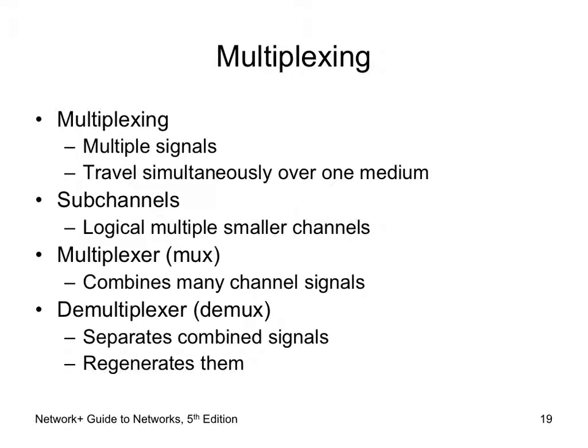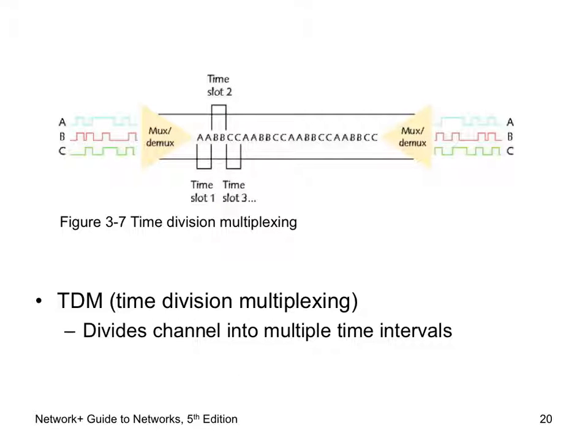But in order to talk to one another, they have to be on separate subnets or separate channels, you could say. And so multiplexer is basically where it takes those channels and combines them into one device to manage them. And then demultiplexer, it separates the combined channels and regenerates them on the other end. So here's an example of what's called time division multiplexing, where it takes the divided channels and multiple time intervals and puts it back together.